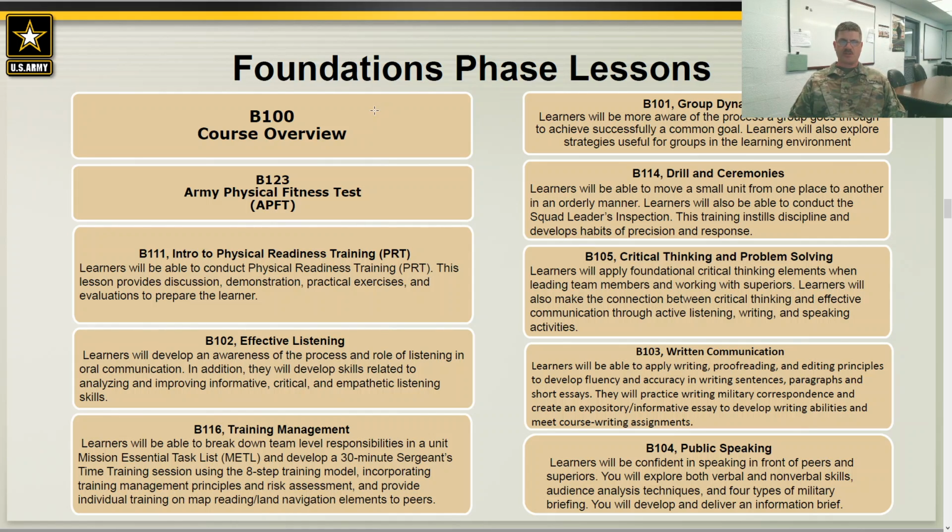Foundations phase lessons will consist of this course, Bravo 100, as well as Bravo 123, Army Physical Fitness Test, Bravo 111, Intro to PRT, Bravo 102, Effective Listening, Bravo 116, Training Management, Bravo 101, Group Dynamics, Bravo 114, Drill and Ceremonies, Bravo 105, Critical Thinking and Problem Solving, Bravo 103, Written Communication, and Bravo 104, Public Speaking. Several of these lessons will also have assessments, which will be covered more in depth when we go over the GPA and non-GPA assessments.